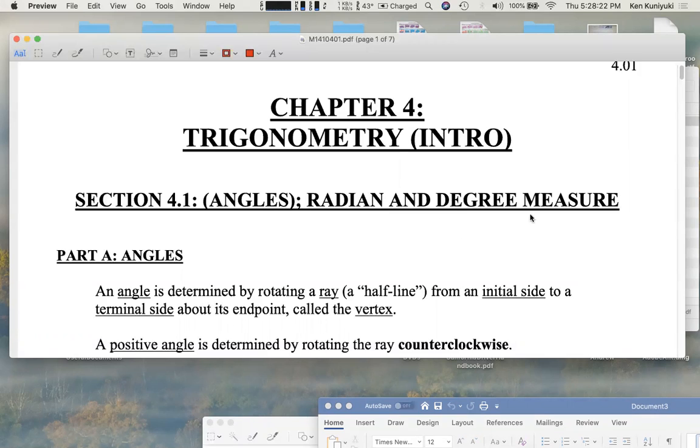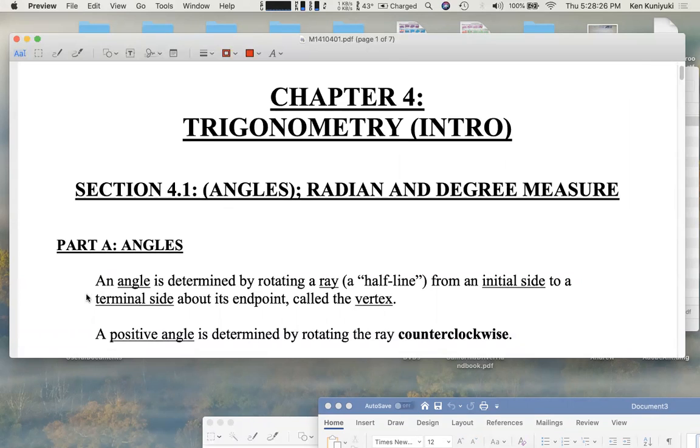In fact, there are a couple of ways to do degree measure. So an angle can be thought of geometrically. You can think of an angle geometrically as a ray called the initial side being connected to another ray called the terminal side, and their common initial point is called the vertex. So geometrically, this is an angle.